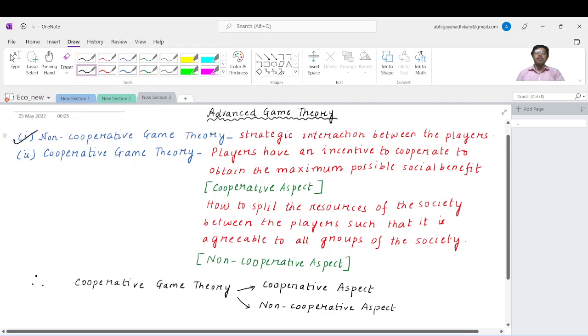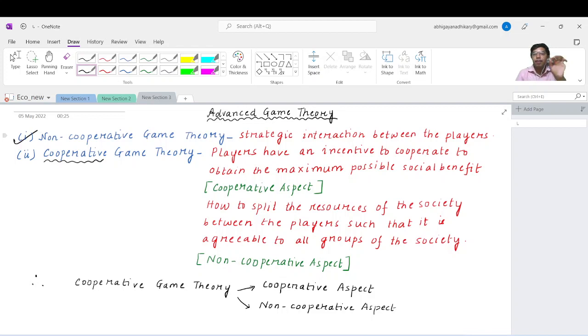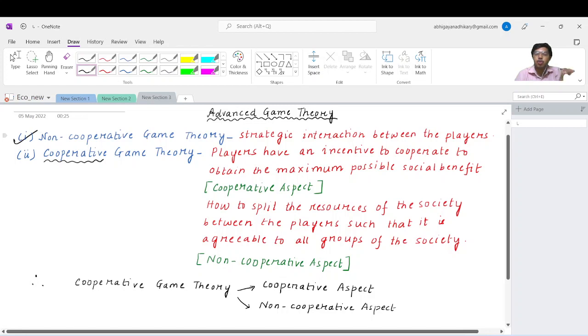So now in this advanced course, what we are going to deal with is what we call the cooperative game theory. Now, what essentially is cooperative game theory is, let me first go over what I have written down for you. That players have an incentive to cooperate to obtain the maximum possible social benefit.